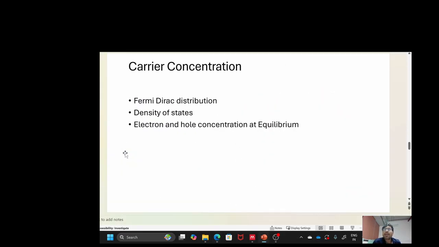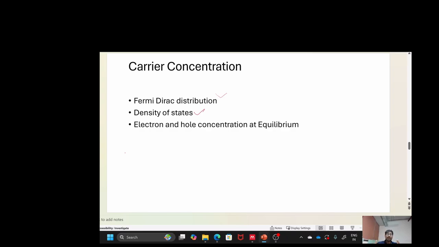Now we have seen the conduction band and valency band, and we can calculate the concentration of electrons or holes in the semiconductor. When we calculate the concentration of electrons and holes, we require the Fermi-Dirac distribution. In the subsequent slides we will look at what the Fermi-Dirac distribution is and its basic definition. And then we need the density of states.